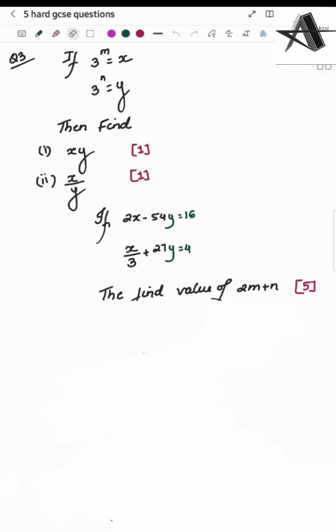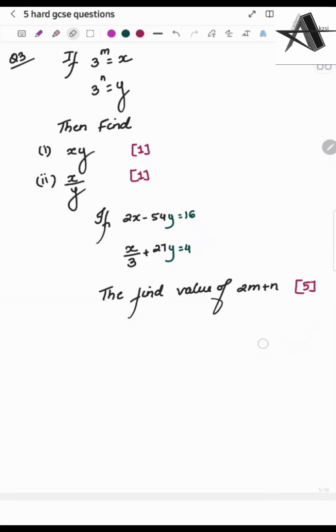3 to the power of m is x and 3 to the power of n is y. Then we have to find these two, that is x times y, and x over y. So let me first solve this one. It seems very easy because they are just asking you to multiply x and y. So we need to substitute the value of x and y. So x times y is what? x is 3 to the power of m and y is 3 to the power of n.